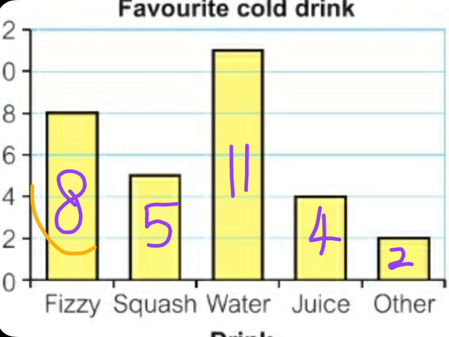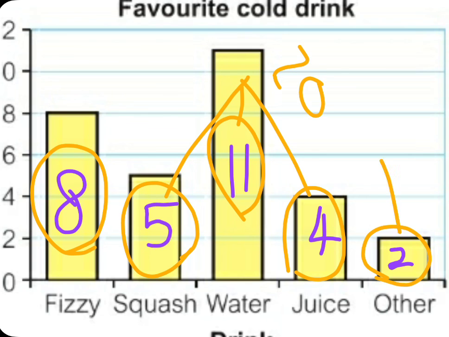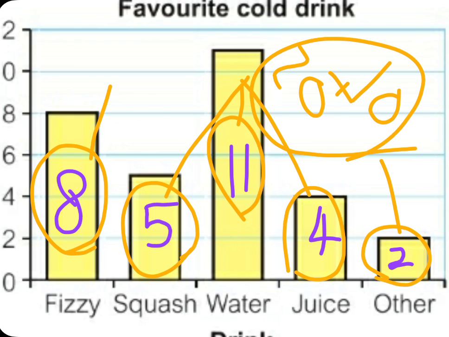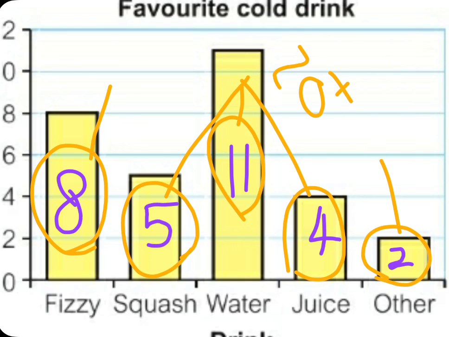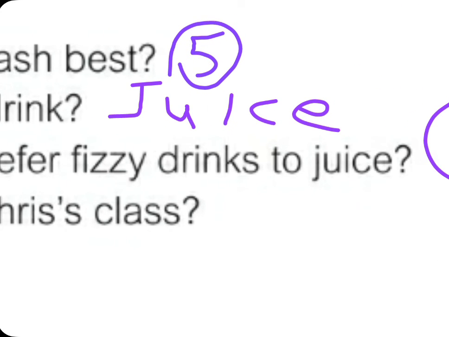Now we have 8 plus 2 is 10. 4 plus 11 is 15. So plus 5, is 20. Very good. And 2 plus 8 is 10. So all of them will be, very good, 30. So Chris's class has 30 students. Very good. Now we write this answer in front of the question. We have 30 students in Chris's class. Good job.